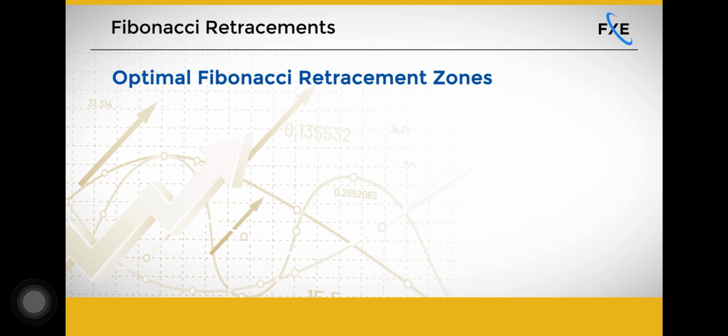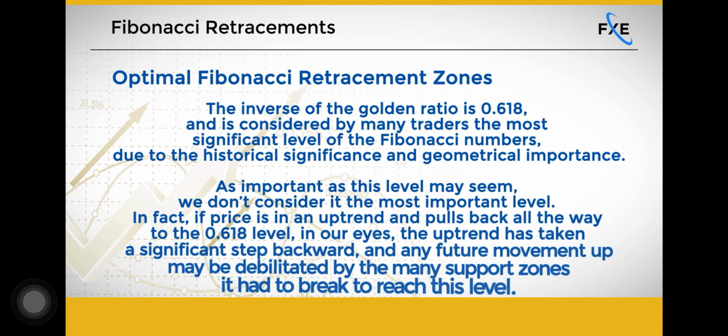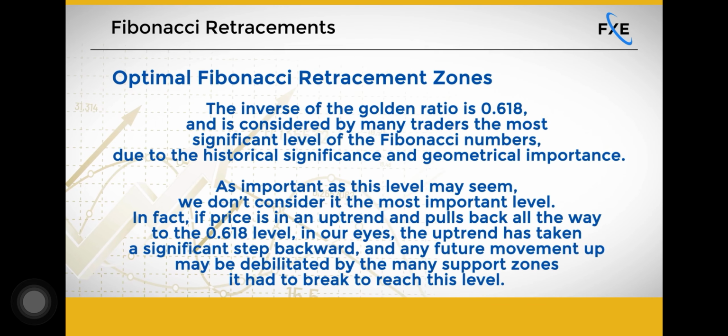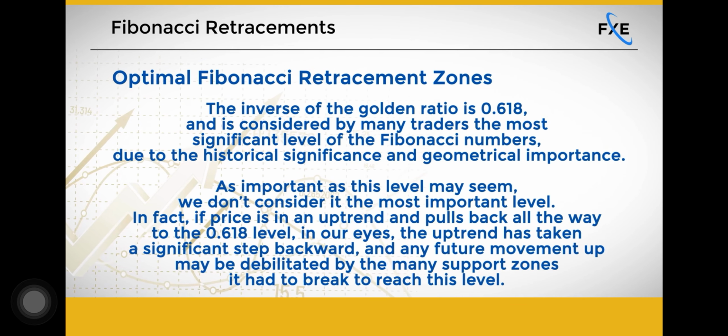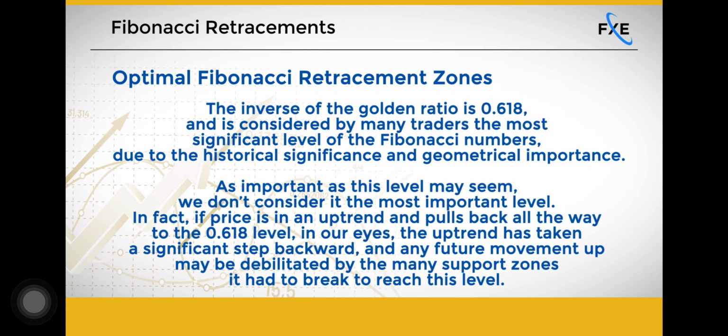Now let's take a look at the optimal Fibonacci retracement zones. The inverse of the golden ratio is 0.618, and is considered by many traders the most significant level of the Fibonacci numbers due to the historical significance and geometrical importance. As important as this level may seem, we don't consider it the most important level.